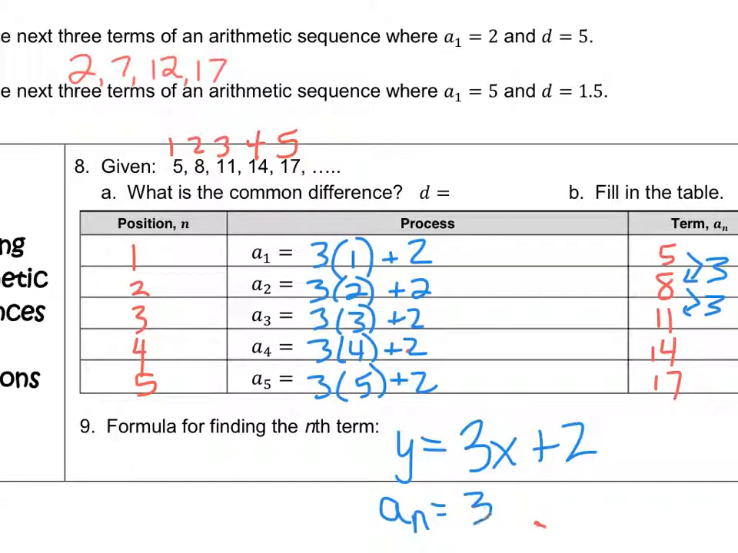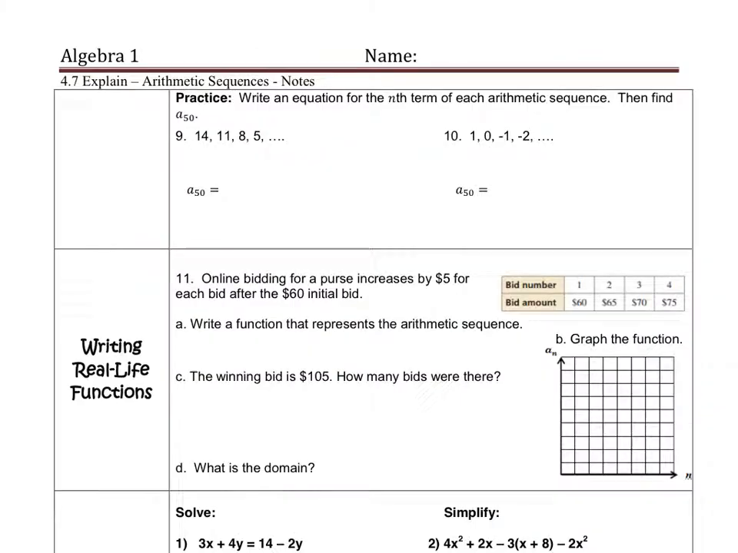or they may write it a sub n equals 3n plus 2. Either way, it's the equation that goes with this table. Okay, so now let's turn the page over, and we're going to practice. So we're going to take our terms.